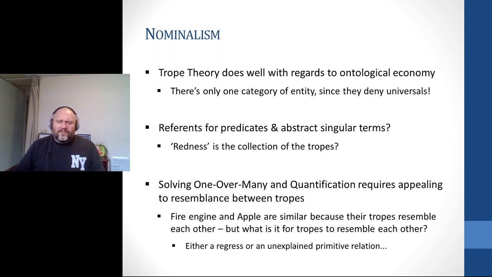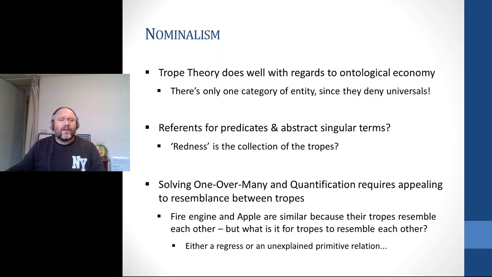On the flip side, so maybe it can say something about reference for predicates in abstract singular terms. The difficulty for trope theory comes when we think about the one over many argument and the quantification argument. If we remember, the one over many argument was, right, we need something that explains the resemblance between a red fire truck and a red apple, or anything like that. So the trope theorist can't appeal to something shared, because they don't believe that there's anything shared.